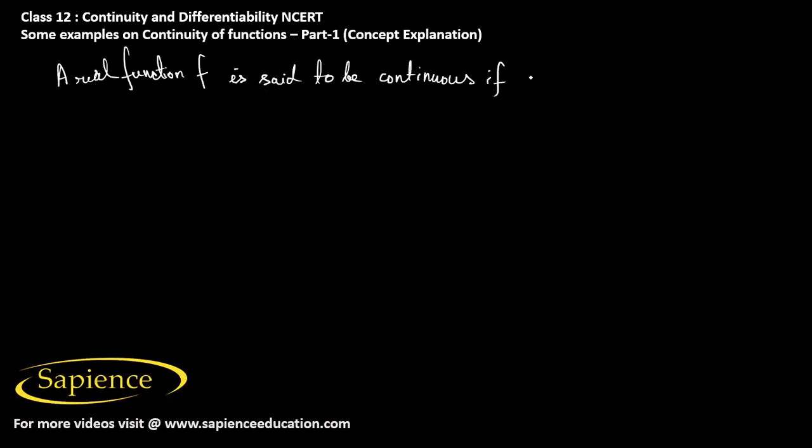Okay, so here we need to explain some examples on continuity of functions. The definition is that a real function f is said to be continuous if it is continuous at every point in the domain of f.